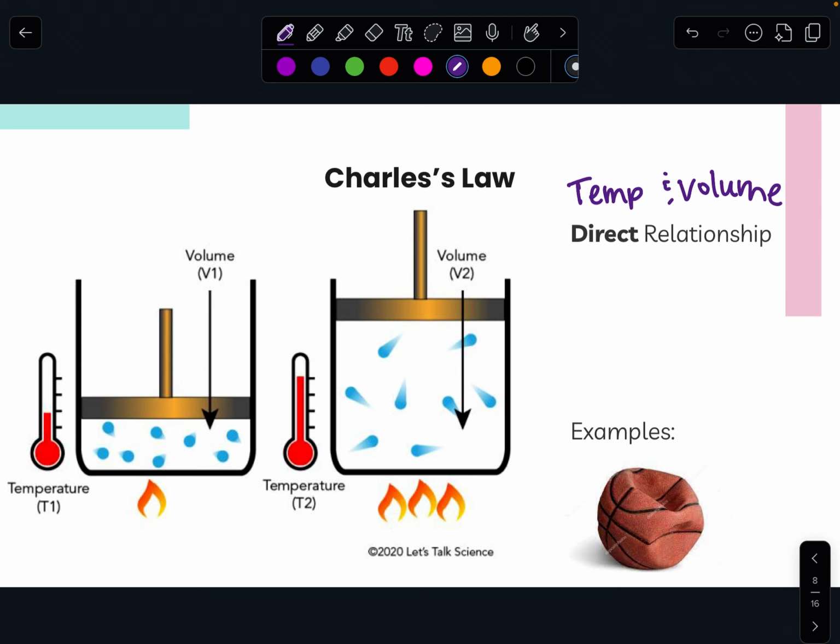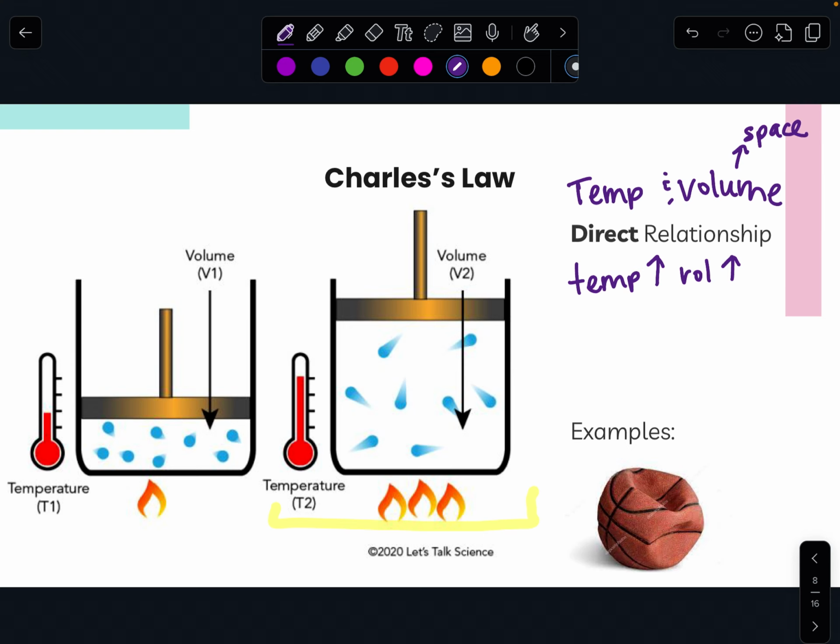So if the temperature increases, volume will also increase. So that's what we see here in this image. We see that it's getting hotter, which means that the particles are moving around faster. They have more energy and they're wanting to spread out. And so that's why it's taking up more space. Because remember, volume is really just the amount of space that something takes up.